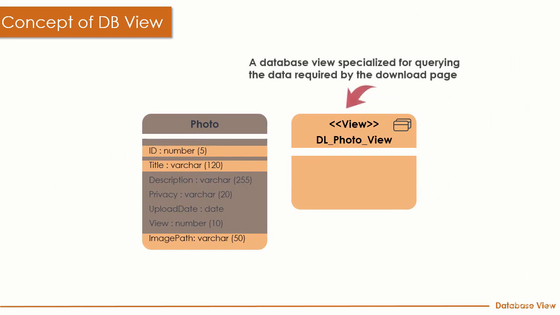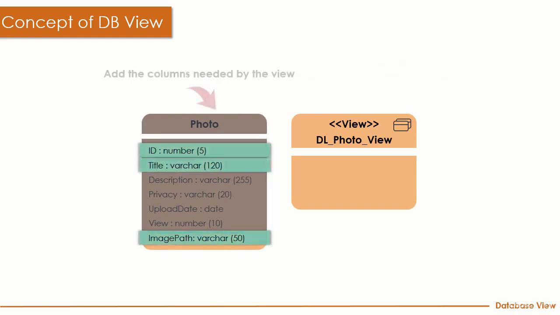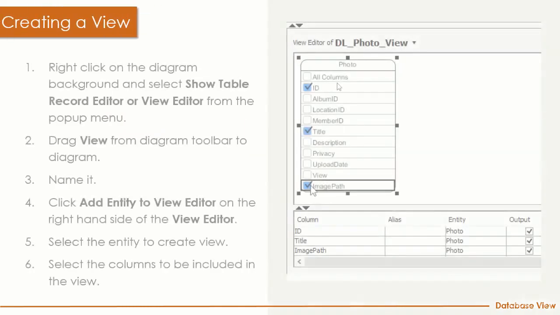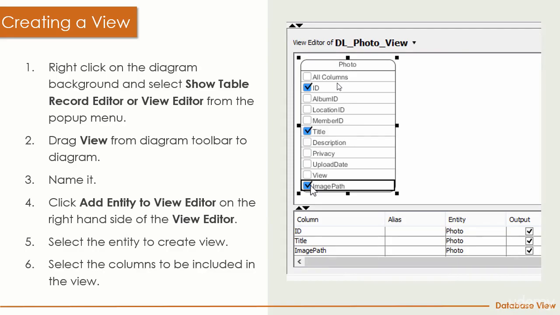To do that, we can create a view. For example, we call it the photo view. Then we just get the three columns showing in the view. So when you query this view, you just get all the data you want instead of a lot of columns returned. To create a view in Visual Paradigm is easy. Let me just show you now.